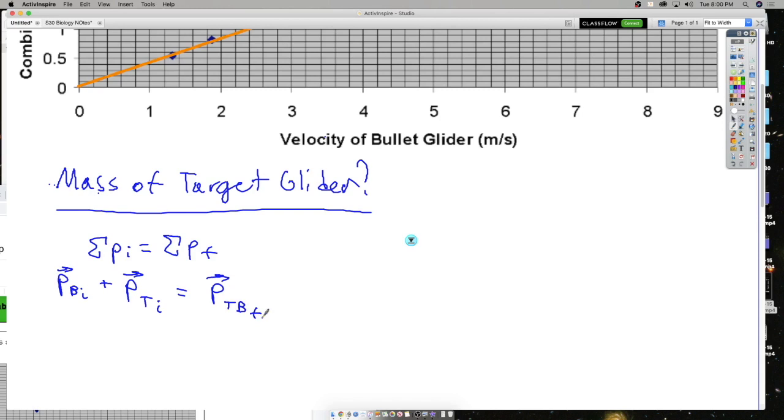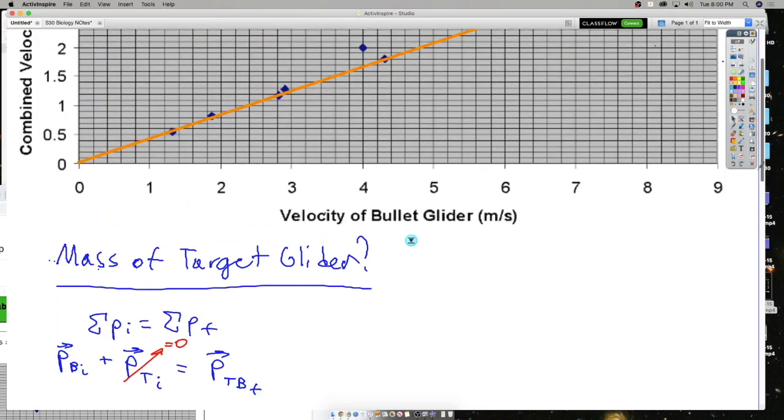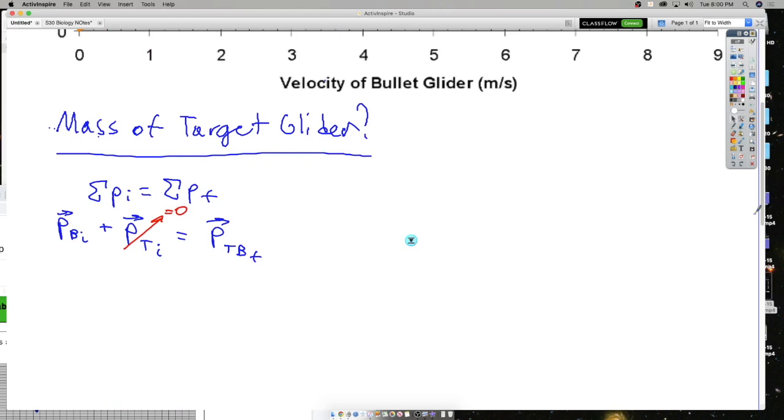Now the question says that the target glider is initially stationary, just like it was in your lab. If it's stationary, its v is 0, and if its v is 0, its momentum is 0, because p equals mv, okay? Now let's just expand these out a bit so we can start looking at how these variables on our graph are going to be related to our requirements, right? So every p is an mv. So the momentum of the bullet glider is going to be the mass of the bullet glider times the velocity of the bullet glider.